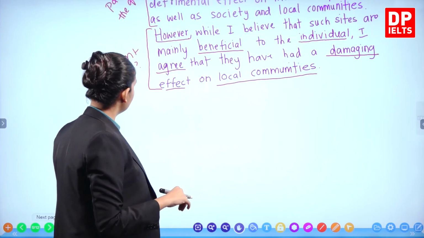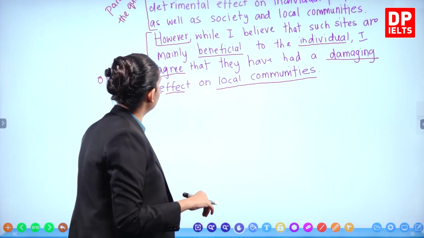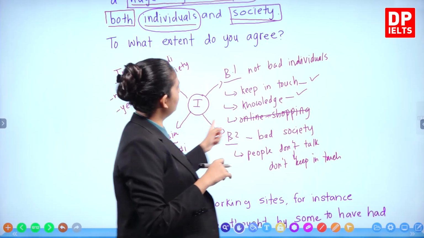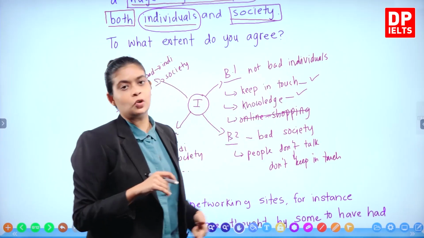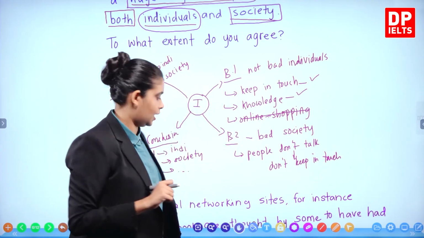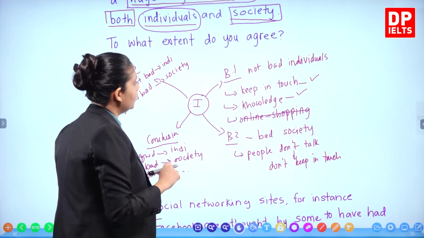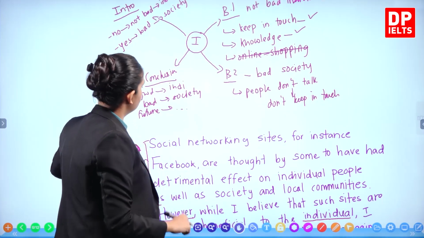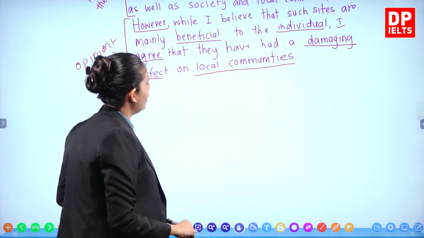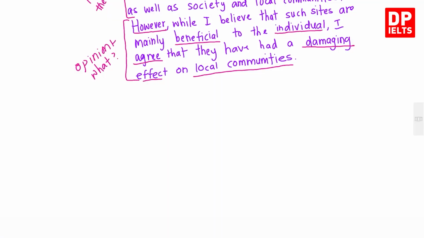So here, based on my little mind map, I'm now going to write my body para. Why is it not bad for individuals? Why is it bad for the society? Okay, so we could have a look at the body para 1.